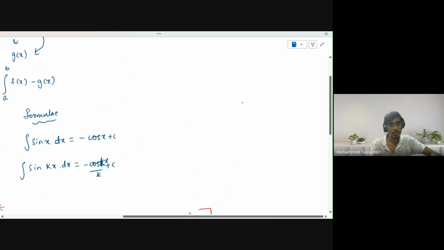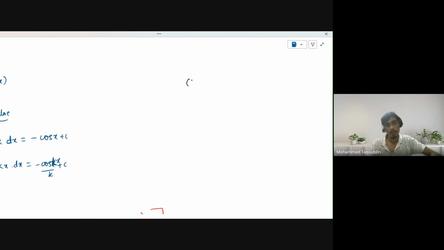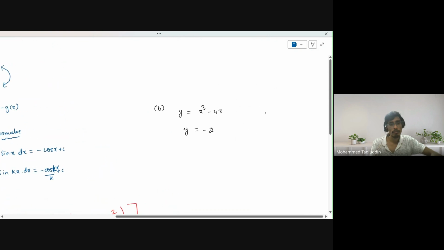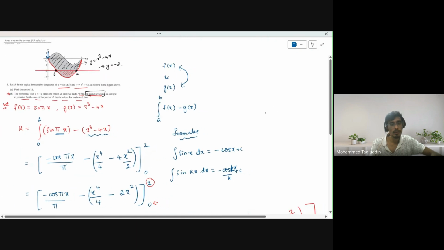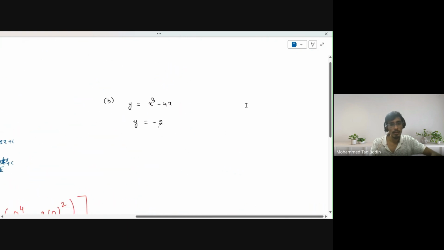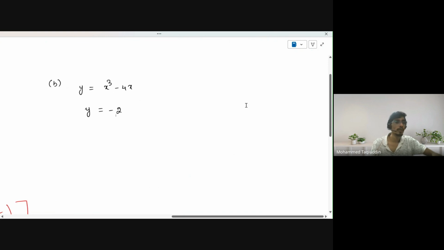Okay, so for question number B, y equals x cube minus 4x and y equals negative 2. These are the equations which are going to be useful now, by which we can find the points B and A, but we are not interested in evaluating it.